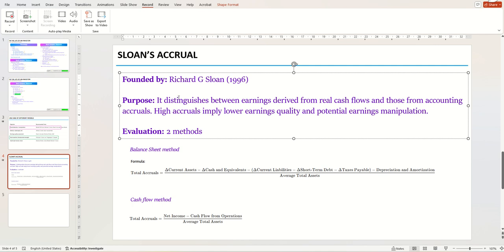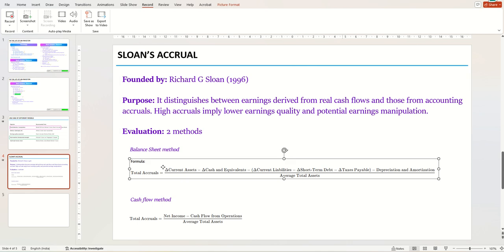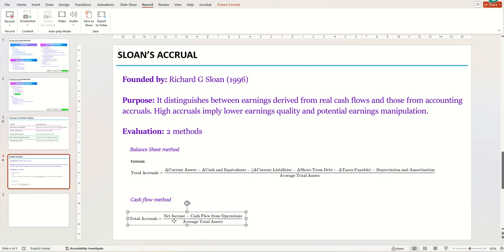There are two methods to calculate Sloan's accrual. One is using the numbers in the balance sheet. Don't be carried away by this formula. We are not going to memorize the formula or do the calculation. That will be done by the model. Just understand that there are two methods. One is the balance sheet method. The other is the cash flow method, where net income is compared against the cash flow, divided by the total average assets.